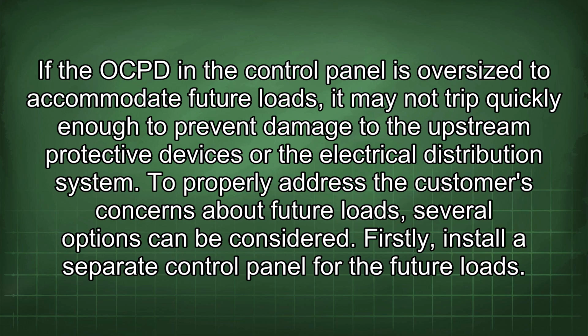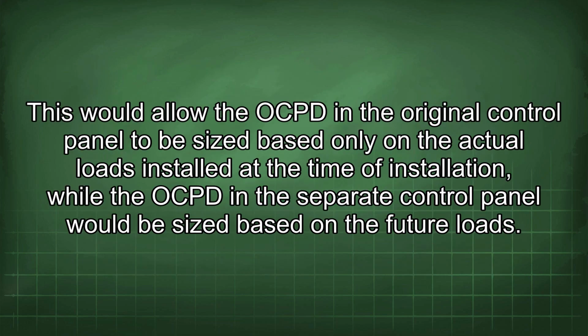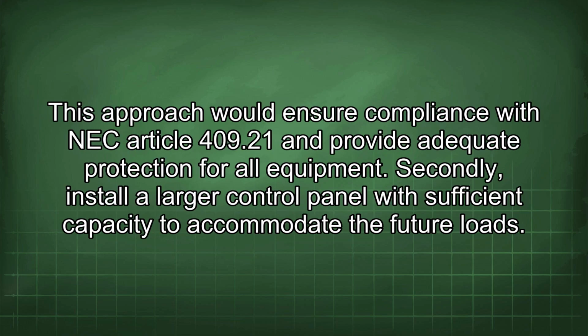Firstly, install a separate control panel for the future loads. This would allow the OCP in the original control panel to be sized based only on the actual loads installed at the time of installation, while the OCP in the separate control panel would be sized based on the future loads. This approach would ensure compliance with NEC Article 409.21 and provide adequate protection for all equipment. Secondly, install a larger control panel with sufficient capacity to accommodate the future loads.